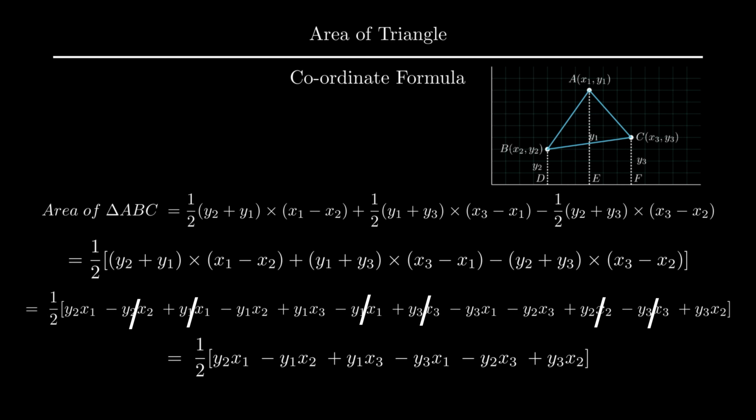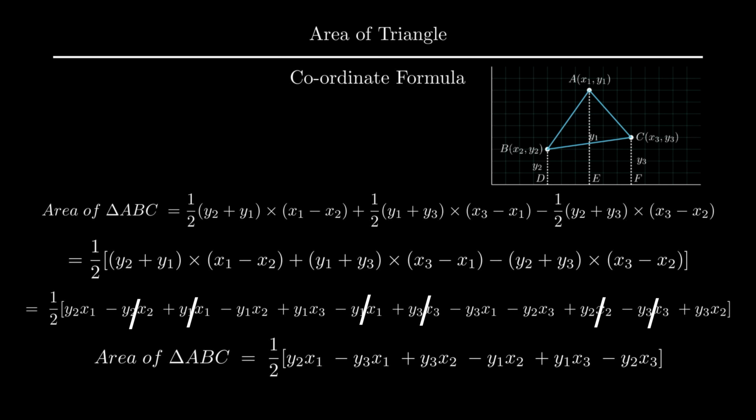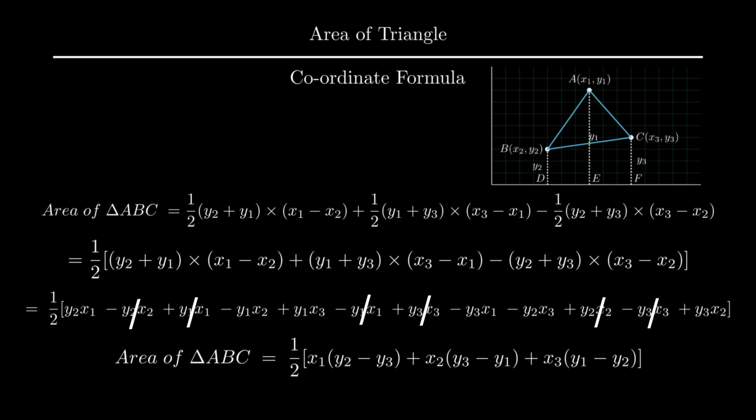On rearranging the terms with x1, x2 and x3, we get area of triangle ABC equals half into (y2x1 minus y3x1 plus y3x2 minus y1x2 plus y1x3 minus y2x3). On taking x1, x2 and x3 common, we get half times (x1 into (y2 minus y3) plus x2 into (y3 minus y1) plus x3 into (y1 minus y2)). This simplified equation is the coordinate formula for area of triangle.